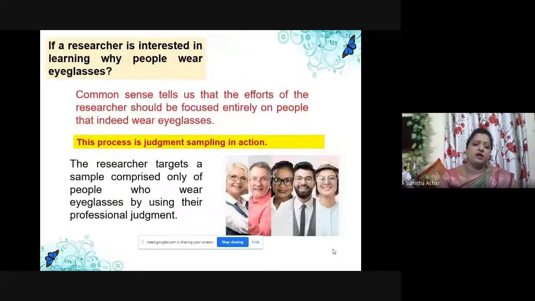Now, say for example, a researcher is interested in studying why people wear glasses, or some silly studies I've taken here. So how does a researcher use the judgment sampling approach? For the people with glasses, whether they use them for reading or any other purpose, he makes a judgment that that particular sample should be included in the study. It is only a researcher's call, right? It is purely based on the judgment of the researcher.